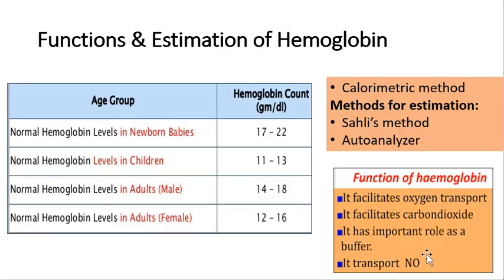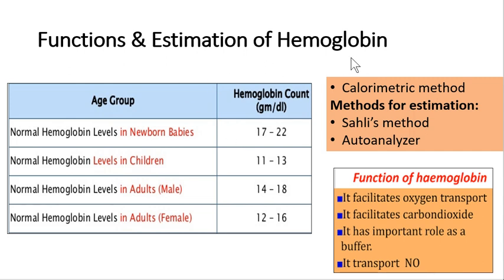Then functions and estimation of hemoglobin. Functions of hemoglobin: we know that it facilitates oxygen transport and CO2 transport, so exchange of gases. This is obviously the most important function of hemoglobin. Apart from that, there is globin, which is the major part, so it also plays a role as a buffer. Proteins are very good buffers in our body, right? It also transports nitric oxide synthesized in blood vessels. The endothelium secretes nitric oxide, which is a vasodilator, so that nitric oxide is washed out with the help of hemoglobin.